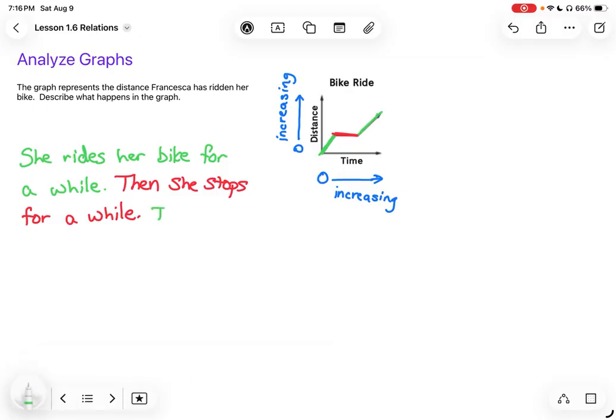She rides some more. Then she rides some more. That's all I can tell from this graph without any more details. I know that she rode for a little while, then she stopped. That's what that flat part means. And then she started riding again.